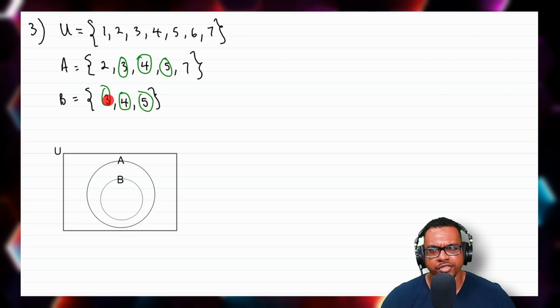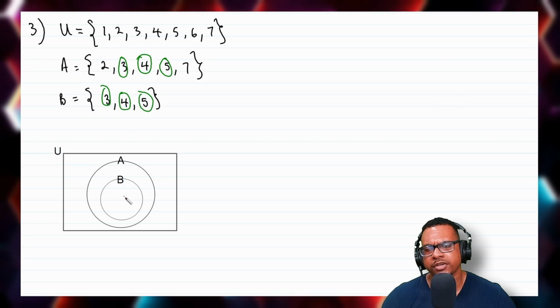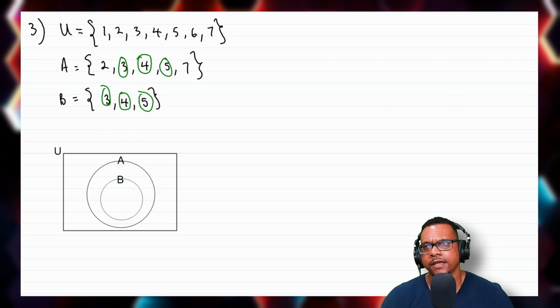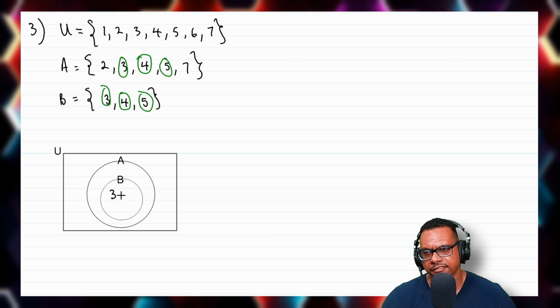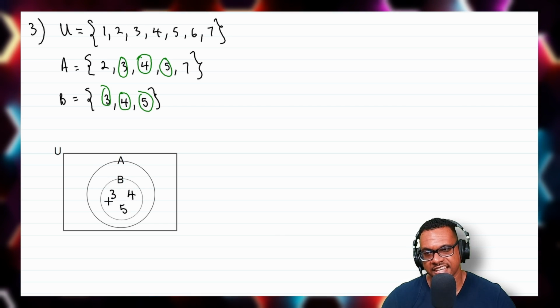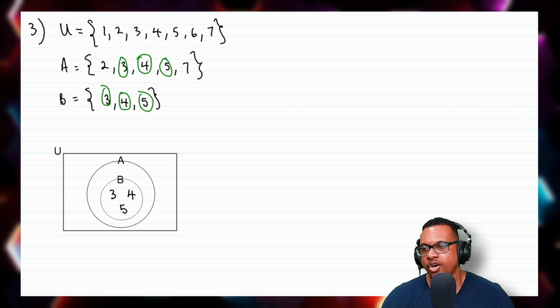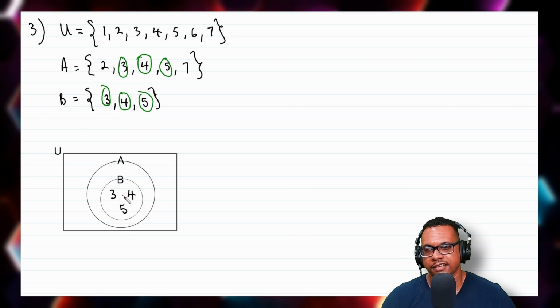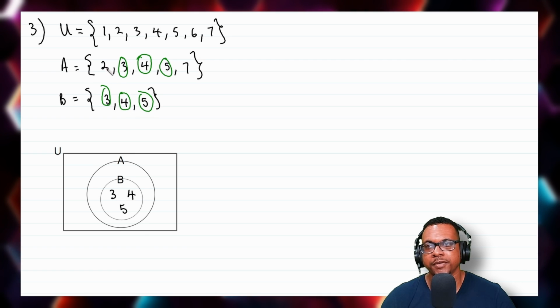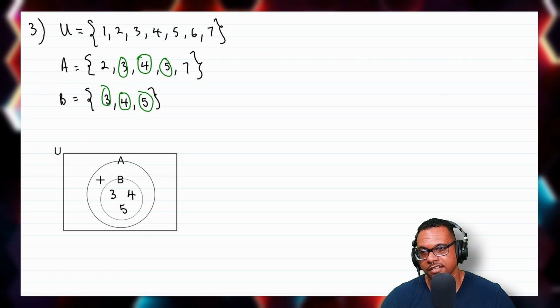Now, where would I put the 3, 4, and 5? Well, the 3, 4, and 5 are contained in B, and we have drawn B inside of A. So I'll put the 3, 4, and 5 here, which means the 3, 4, and 5 is inside of B, and it's also inside of A. So now that the 3, 4, and 5 have been put in, the remaining elements in A is just 2 and 7. So we'll put that outside here.